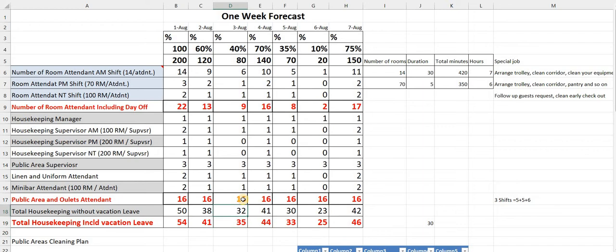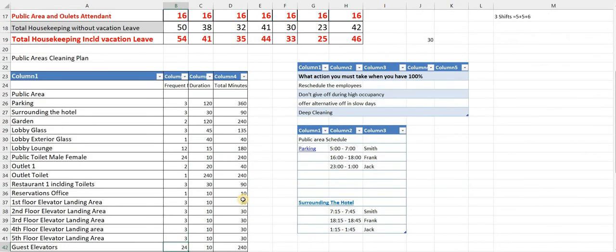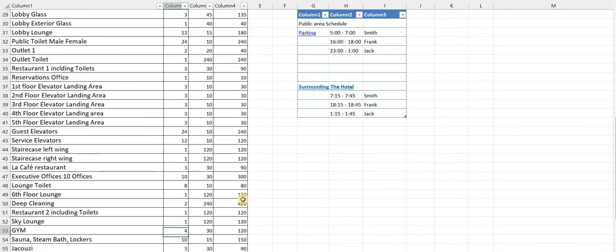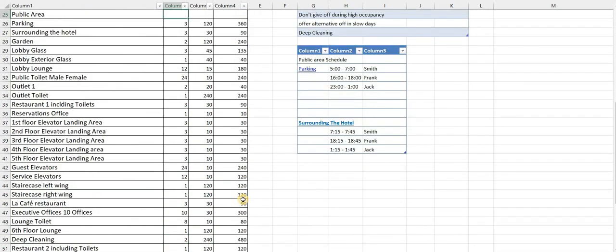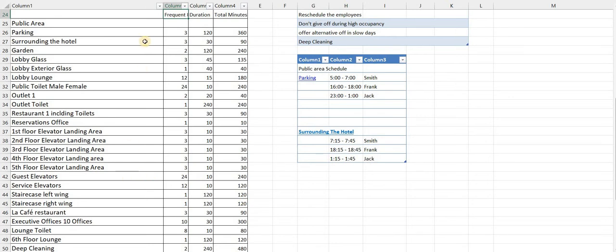So public area 16, how do I calculate 16? Look at the schedule here below. This table shows that for parking, for example, I have to clean the parking 3 times per day. Each time 120 minutes, total 360 minutes. Surrounding the hotel, three times in 24 hours, each time 30 minutes, 90. Garden 2 times 120 minutes, 240 minutes in total.